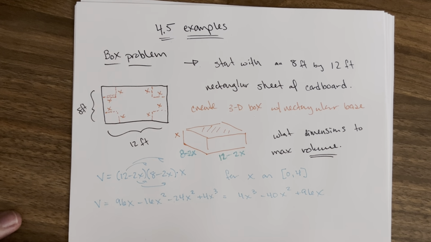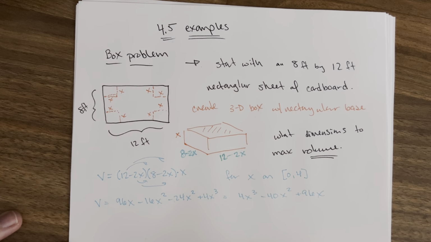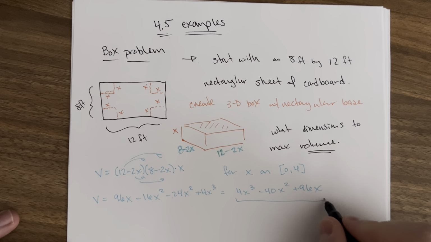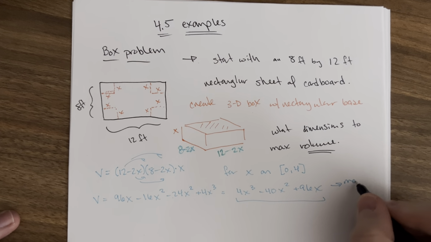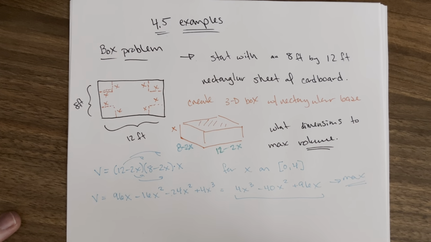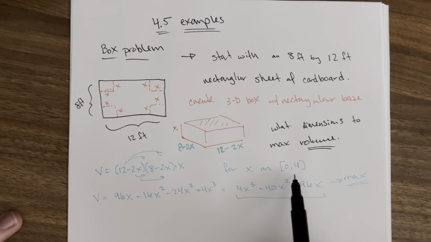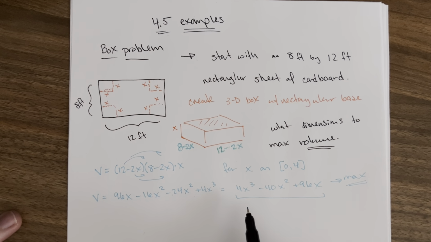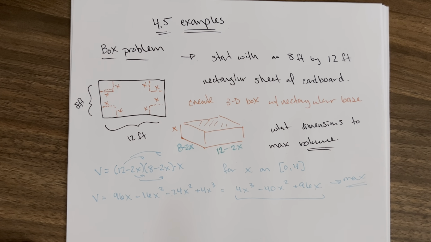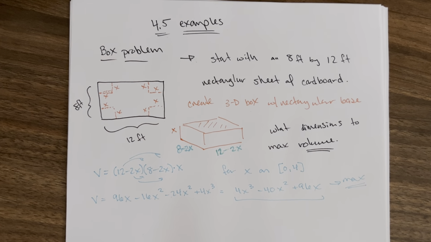You're good to go. So then your volume equation that you're trying to maximize is here. Take your derivative and find your critical points. You're only going to use any points that show up between 0 and 4. This will end up being some sort of polynomial that you can then factor and go from there to get your critical points.